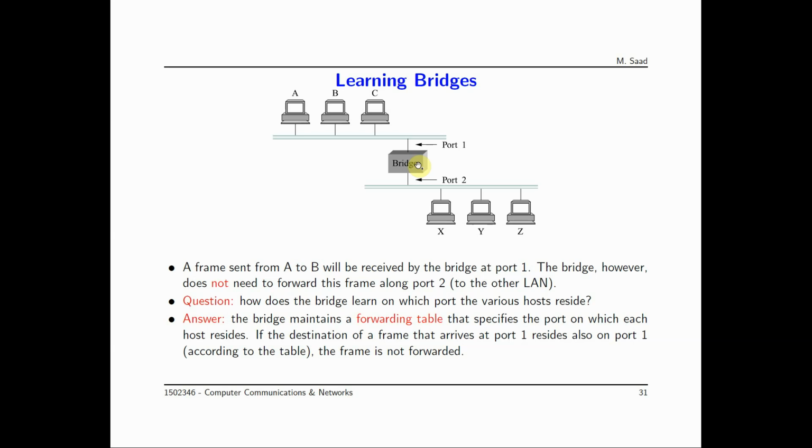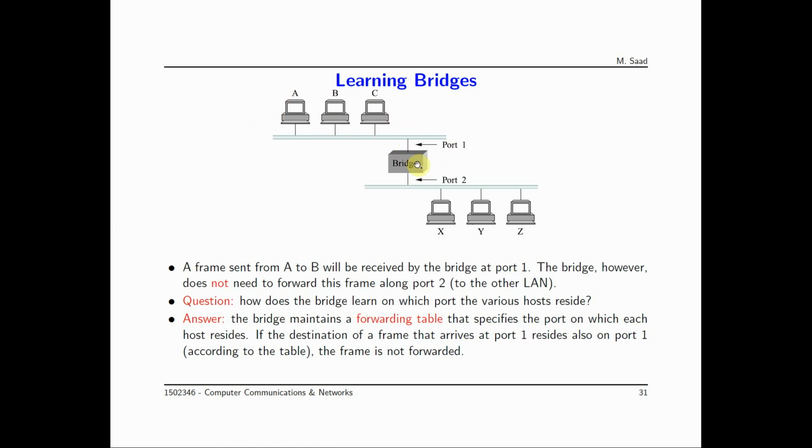Now, let me try to give you another example. B is sending a frame to X. So a frame will travel, and that frame header will contain B as the source and X as the destination. Now the same question. That frame that comes from B and is intended to go to X will be traveling through the top LAN, which means the frame is automatically received by A and C, connected to the same LAN. They have it already, right? And it will be received also by the bridge from port 1. Now, what will the bridge do?